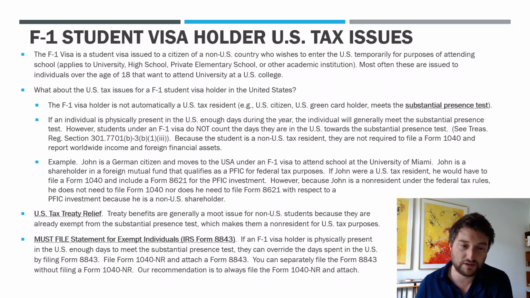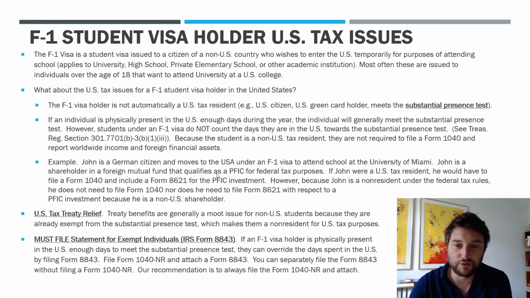If you are in the United States on a U.S. student visa, an F-1, and you're in the United States enough days to meet that substantial presence test, you can override those days because they don't count towards your day count, right? So the reference here, if you want to check this, is Treasury Reg Section 301.7701(b)-3(b)(1)(3), right? Okay, so if we look at an example here, we have John.